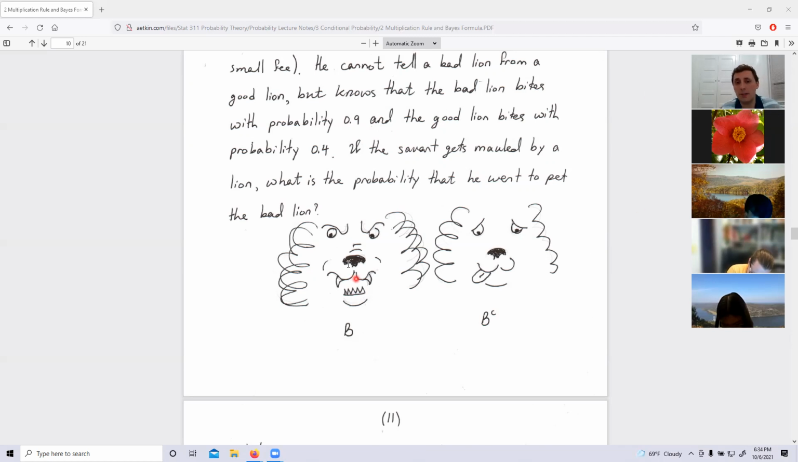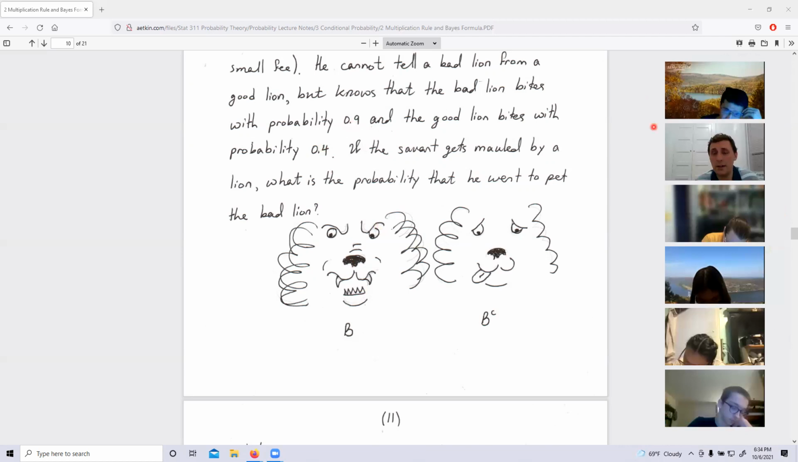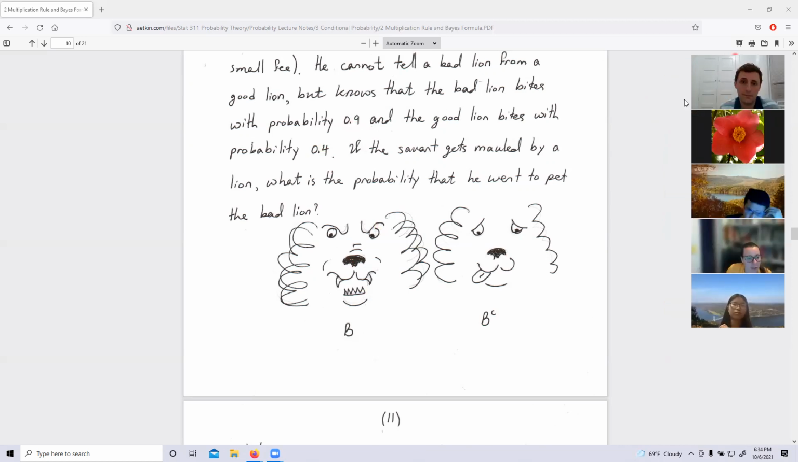Okay, guys, you see what happens. If you pet this one, the likelihood you will be bitten is 0.9. You pet this one, the likelihood you will be bitten is 0.4. If the savant was attacked by a lion, what's the probability it was a bad one? All right, Gustavo, looks reasonable. Oh, be careful. Let's say not quite, right?